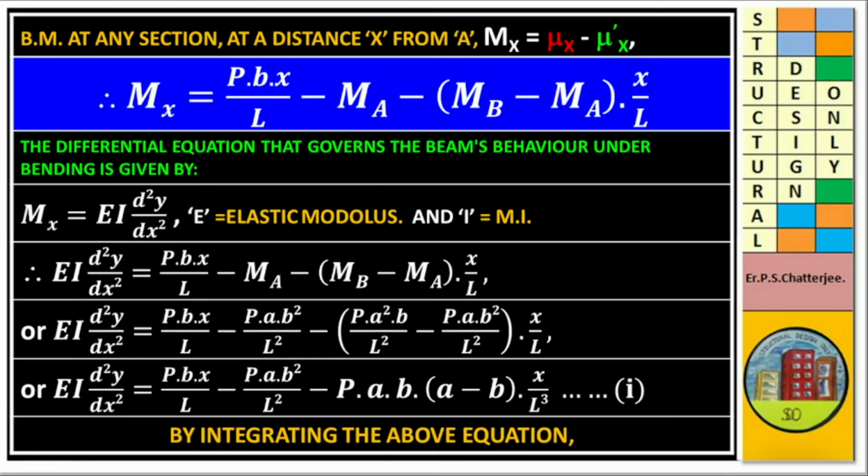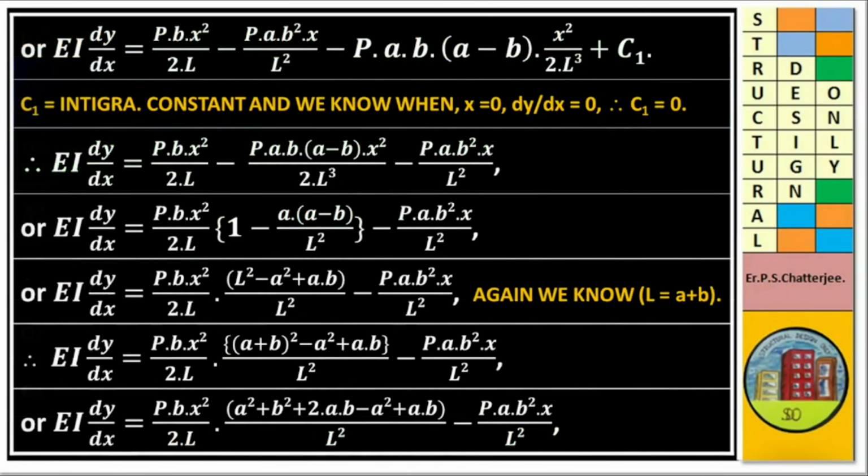By integrating the above equation number 1, we have EI dy/dx is equal to PBx square by 2L minus P into A into B square into x by L square minus P into A into B within bracket A minus B into x square by 2 into L cube plus C1. C1 is the integration constant, and we know that when x is equal to 0, dy/dx is equal to 0, therefore C1 is equal to 0.